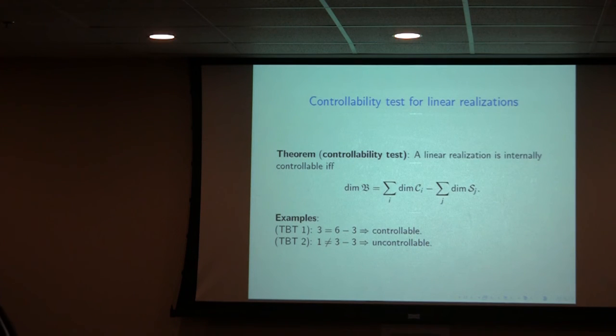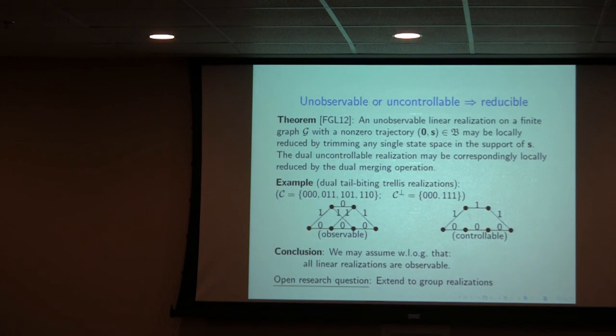Here's how the controllability test works. You simply count dimensions, and this is more general. This shows you how to reduce an unobservable or uncontrollable realization. In the unobservable case, you can pinch the state space at one place, and that will reduce it. In the controllable case, you merge it at one time, and that will reduce it.